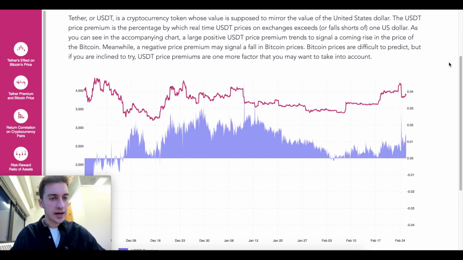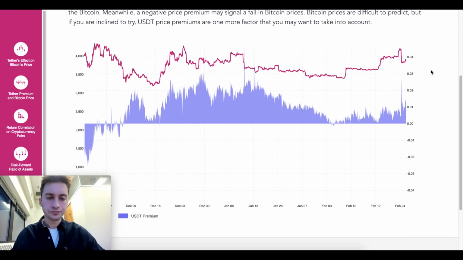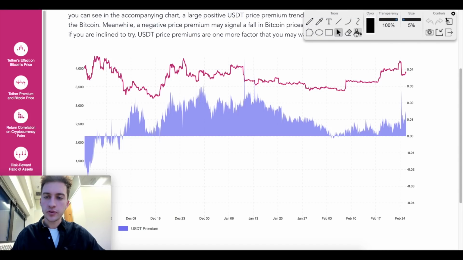One thing I have to say about this site, though: I do not fully believe that this is true. Here they say that a large positive USD price premium, so when USDT, Tether, is priced much higher than the US dollar, signals a coming rise, and a negative premium may signal a fall in Bitcoin prices. But what I found from looking at significant highs and significant lows of Tether was this; let me just show a few using the box.